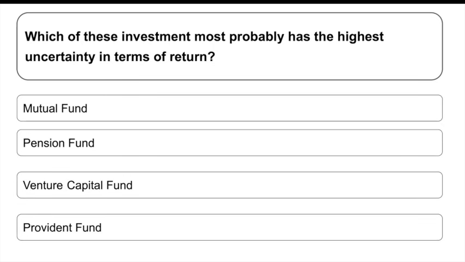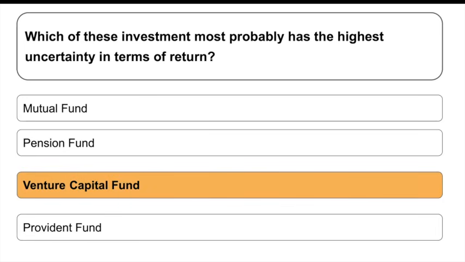Next question. Which of these investments most probably has the highest uncertainty in terms of return? Of course, when you are investing in any fund, you are taking that risk, but out of the given options, where do you think the risk will be maximum? Options are A, mutual fund, B, pension fund, C, venture capital fund, D, provident fund.